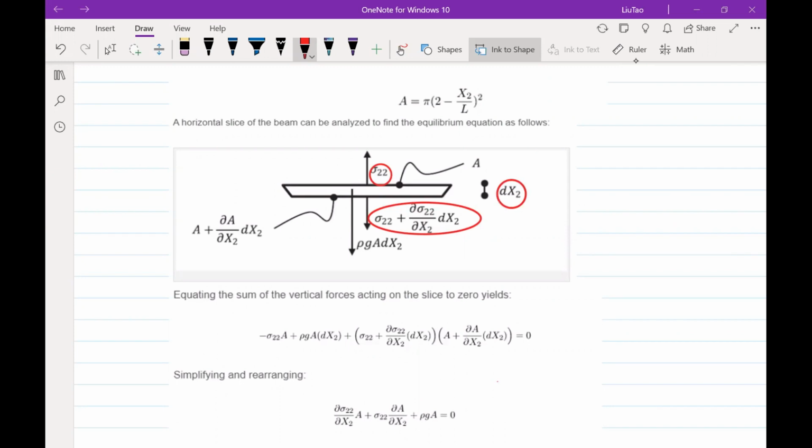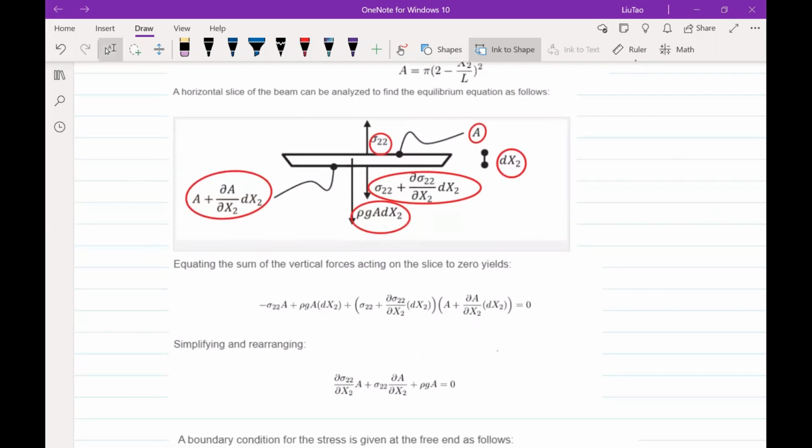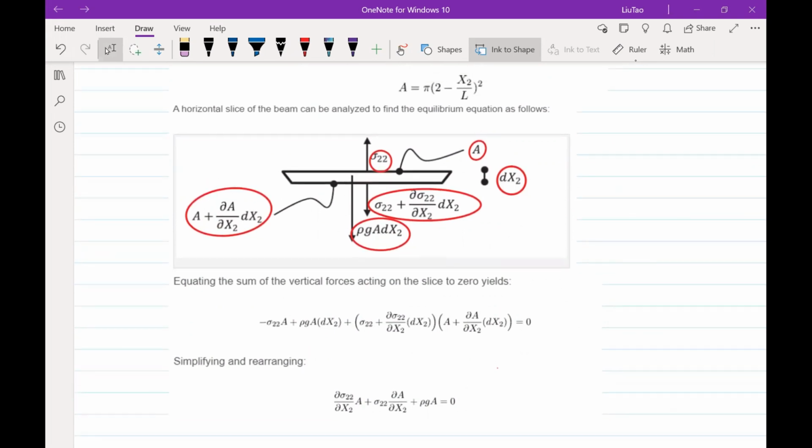And since the cross-section area is varying, if we assume the top surface is A, the bottom surface will be A plus the partial A over partial x2 times dx2. And don't forget, we have a body force here. It's equal to rho times g times the cross-section area times the length dx2. Then, using the equilibrium along the x2 direction, we have this form.